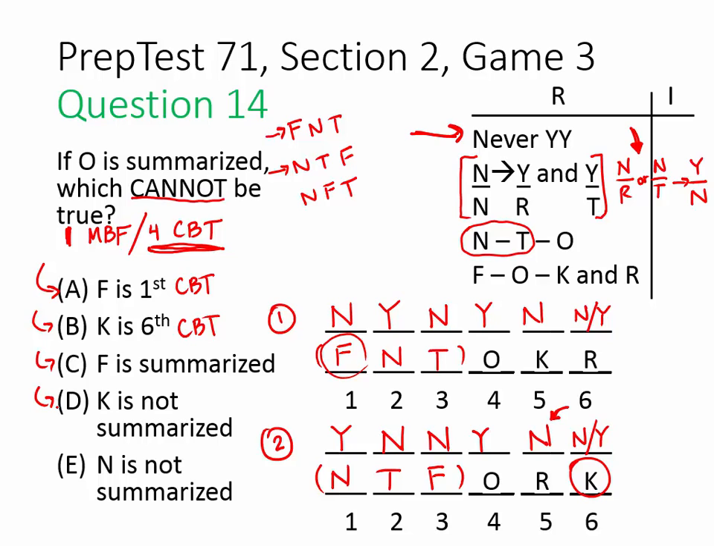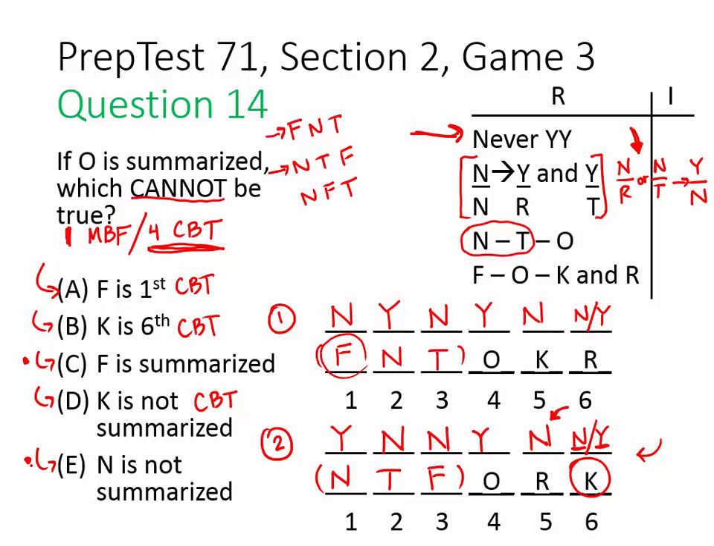Could K be not summarized? Well, down here in option 2, we have the option to either summarize K or to not summarize K. So in other words, it could be true that K is not summarized. And finally, answer choice E, N is not summarized. So thus far in both of our examples, N has been summarized. So we have to work out either C or E here. And let's figure out which one's easiest.